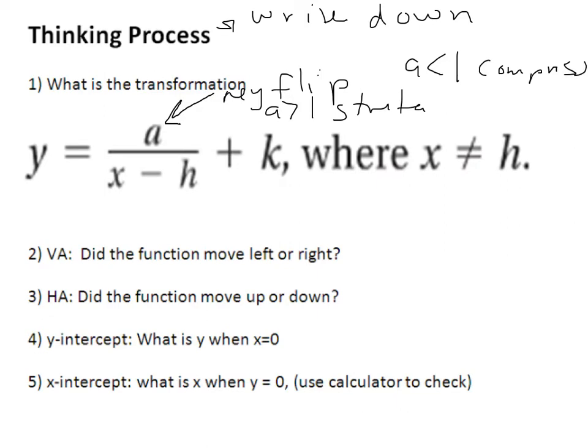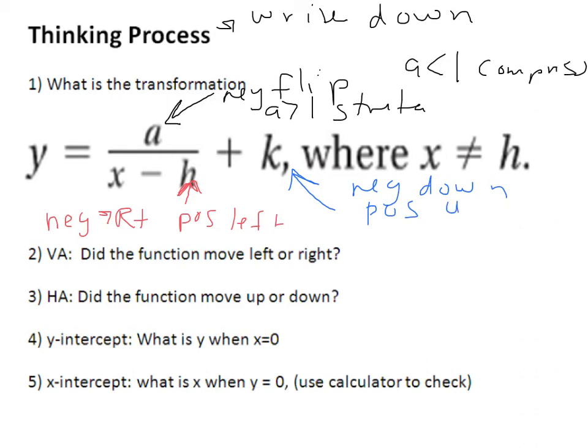The h is always opposite. The number with the x is always opposite of what's shown. So if it's negative, it's actually going to move to the right. If it's positive, it's actually going to move to the left. And finally, we have our k. k is for our y. So if it's negative, it's going to move down, and if it's positive, it's going to move up.